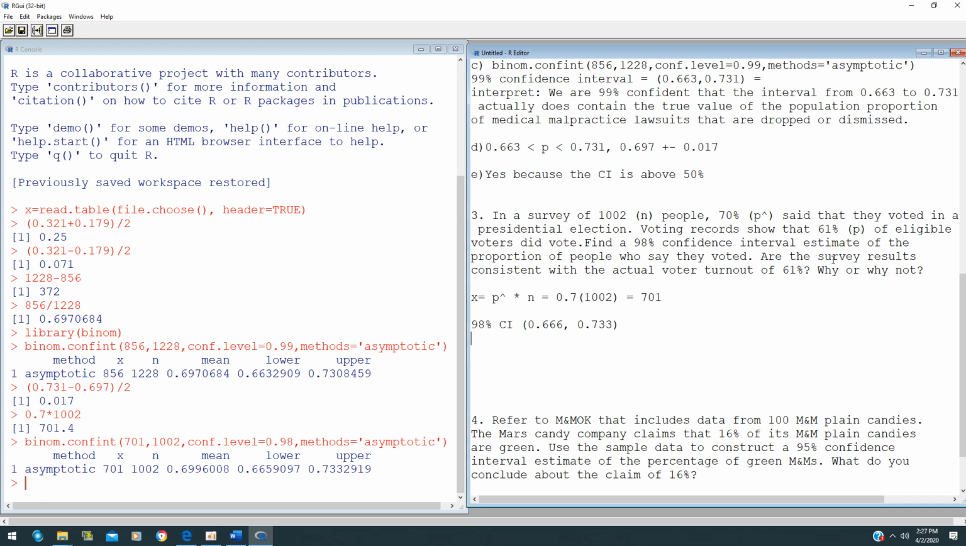And then the question is, are the survey results consistent with this 61%? So this question is asking, do you think this 98% confidence interval captures the 61%? And you find out that 61% is not inside this confidence interval. The 61% is actually outside. So in this case, are the results consistent? The answer is no, it is not consistent, because 61% is outside the confidence interval. So this is how we do question number 3.